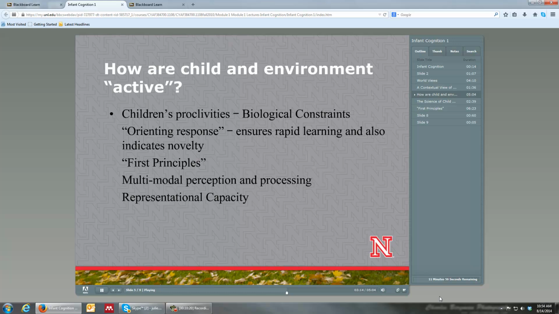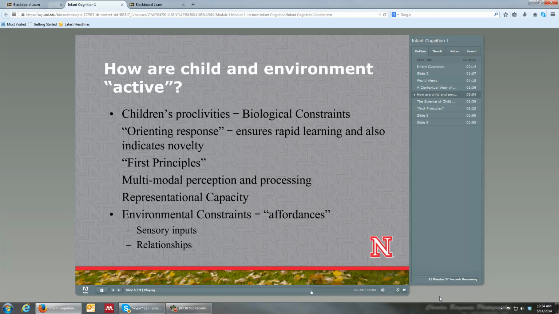They also have representational capacity. In the olden days, not so very long ago, some people thought that infants couldn't think or represent in their minds what their experiences were, or couldn't remember things very well. We now understand that that's not true. They can represent and they can remember, and they can do so over a period of weeks, even when they're very young.